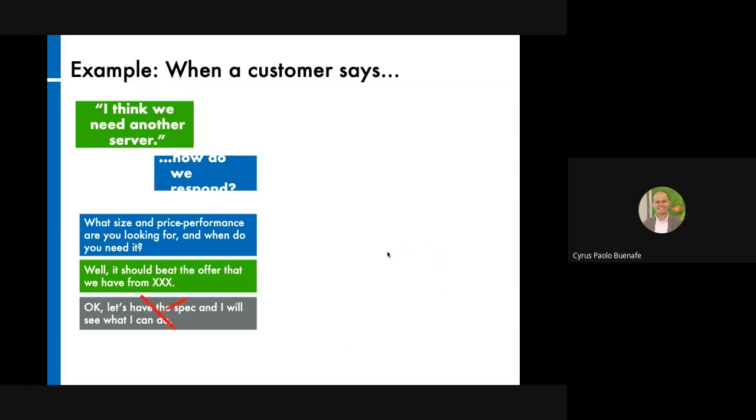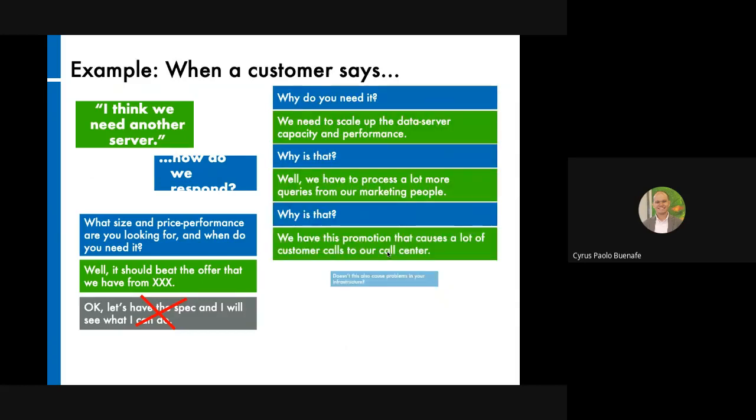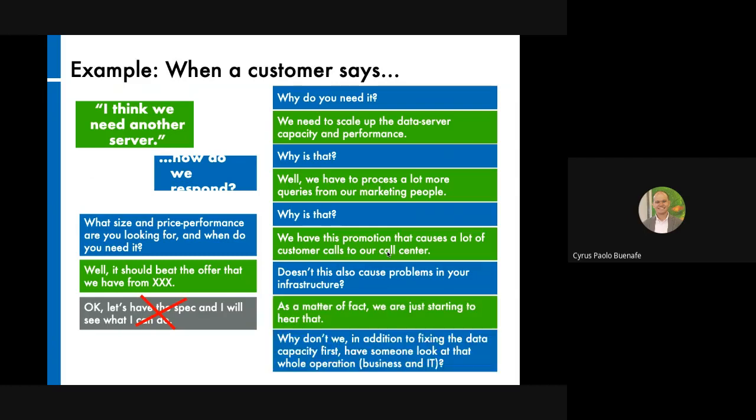Or you can do it in another way. You can challenge the rationale. You try to dig deeper, you probe. Maybe the reason why they think they need another server is because of something else. Maybe it's driven by some business concern, or by a driver, or by a certain pain.